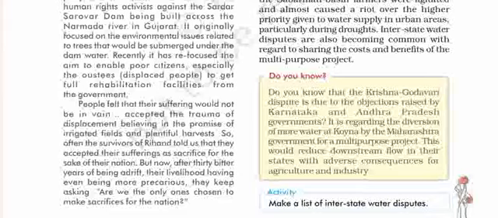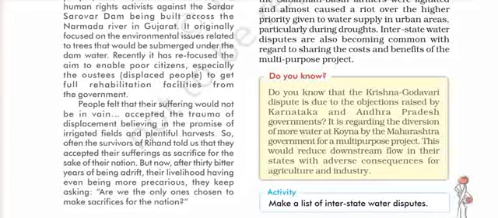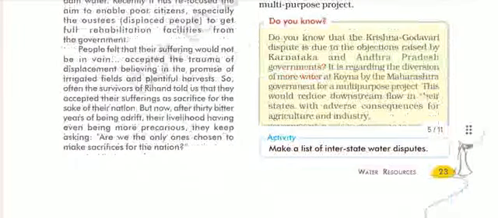And do you know that the Krishna Godavari dispute is due to the objections raised by Karnataka and Andhra Pradesh government? It is regarding the diversion of more water at Koyana by the Maharashtra government for a multipurpose project. This would reduce downstream flow in their states with adverse consequences for agriculture and industry.